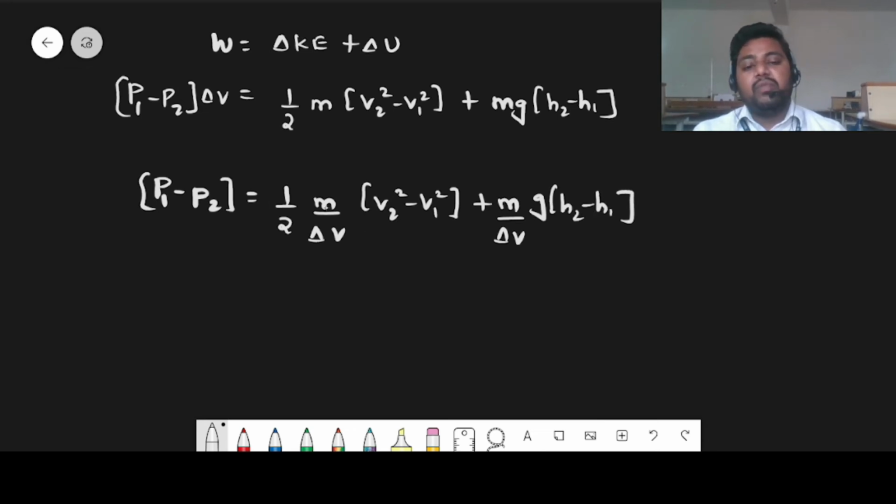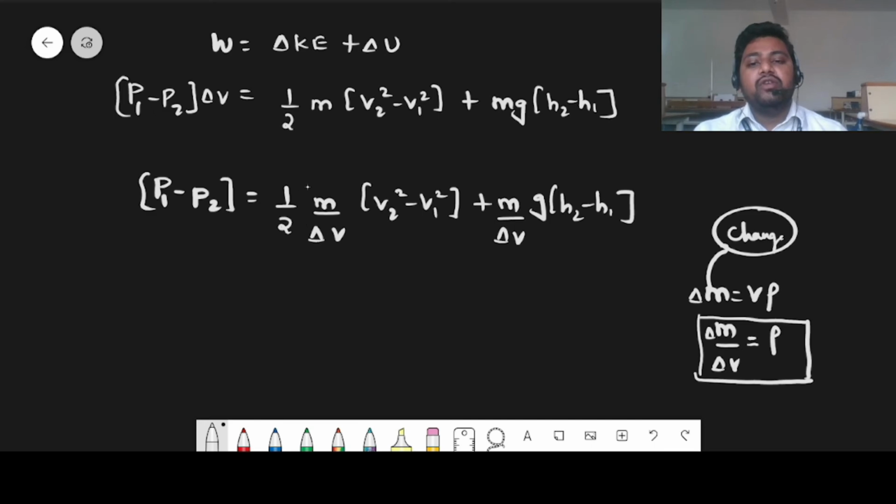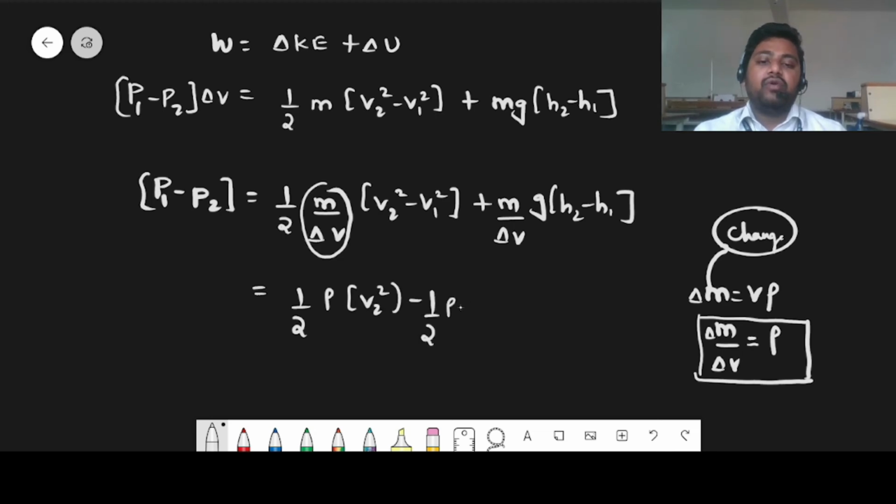Now, mass per unit volume: you know mass is volume into density. So mass per unit volume, change in unit volume, will be written as the density of that particular mass. This mass m, when I am writing here, is the mass which has been changed. You can in fact write it as delta m as well, so no need to bother about that one. You can write m by V as rho. So half rho into V2 square minus half rho into V1 square.